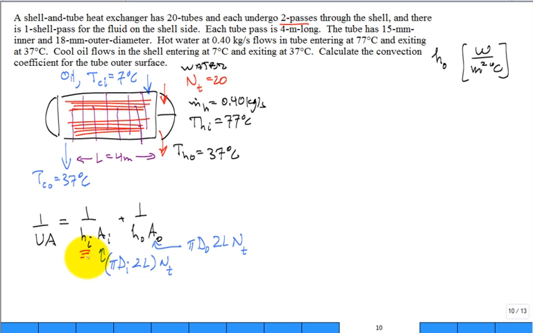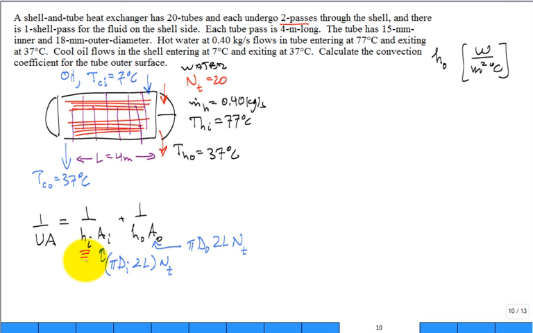How am I going to calculate the convection coefficient on the inside of the tube? It's forced convection, so we're probably going to check the Reynolds number, see if it's laminar or turbulent. If it's over 2300, turbulent. I'll look for a Nusselt correlation. The most popular, easiest one, especially on exams this semester, would be the Dittus-Boelter. That will give me the Nusselt number. Once I have the Nusselt number on the inside, I get the h on the inside.